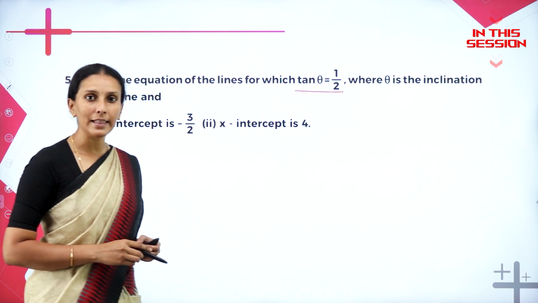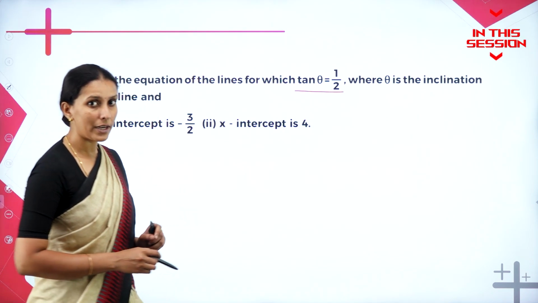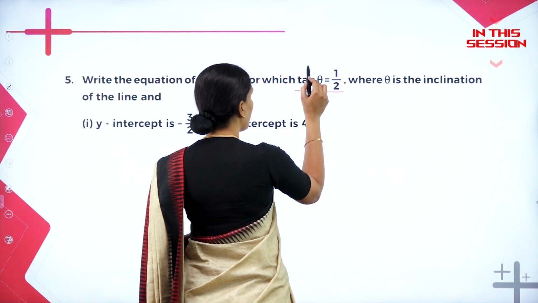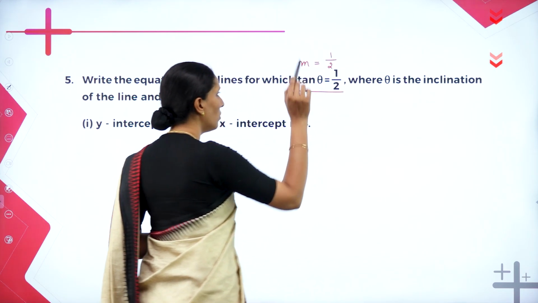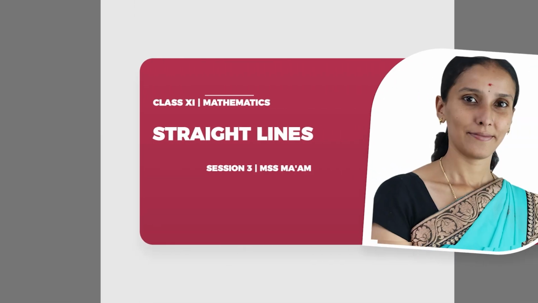What do you mean by tan theta? It is the slope of the line or gradient of the line. So that means they have given you the value of m. So therefore m is equal to 1 by 2.